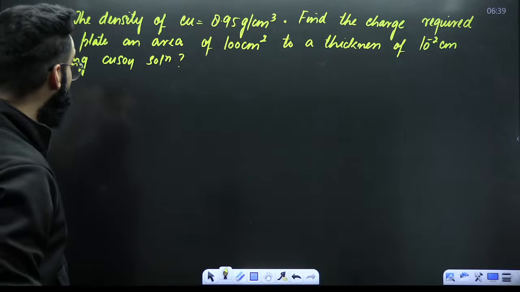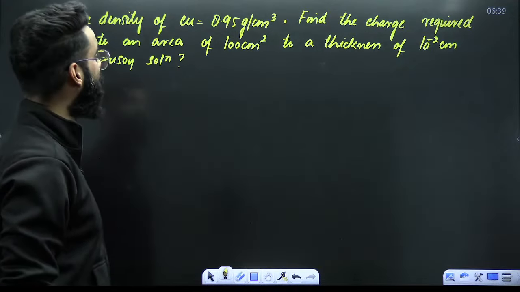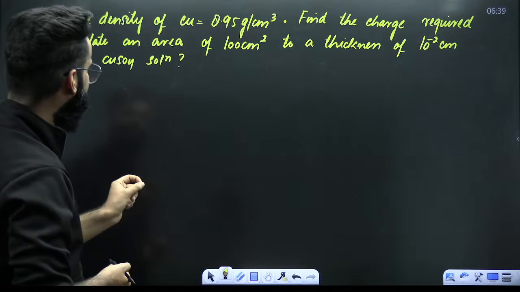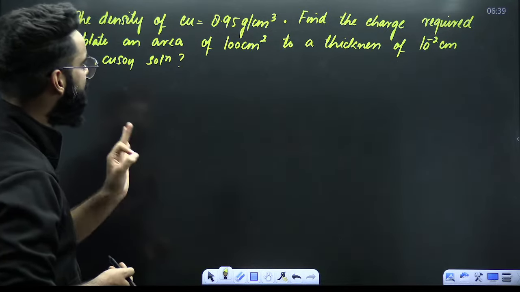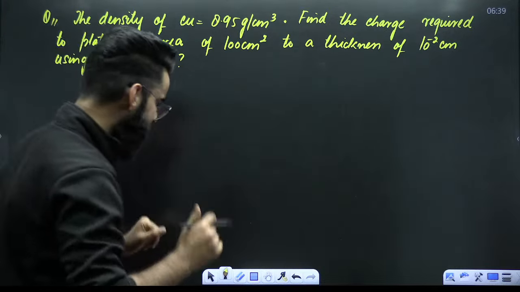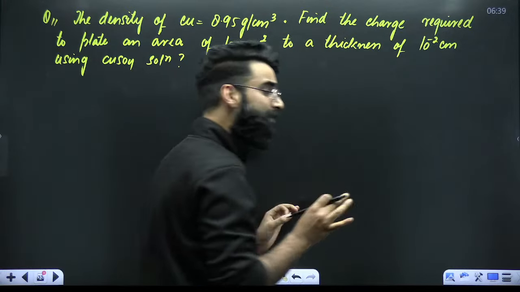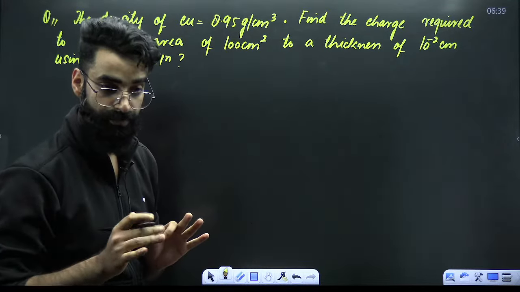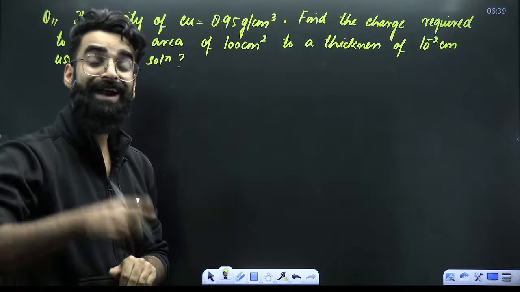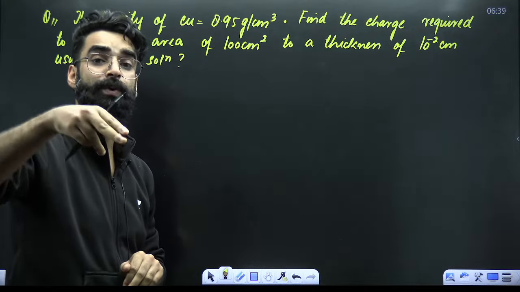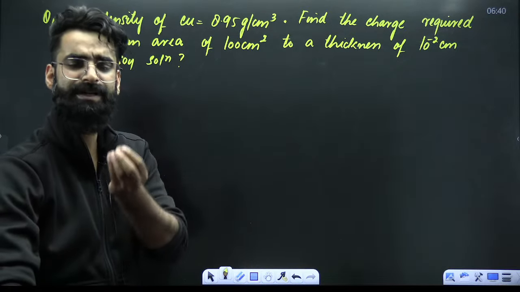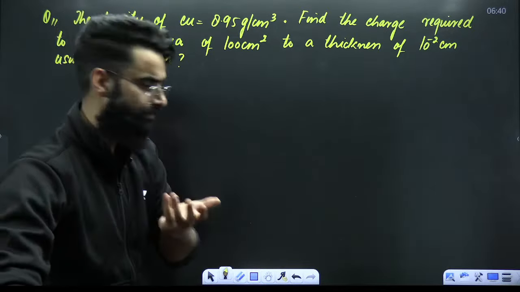The question is, the density of copper is 8.95 grams per centimeter cube. Find the charge required to plate an area of 100 centimeters square to a thickness of 10 raised power minus 2 centimeters using copper sulfate solution. My dear students, when we do the electrolysis of aqueous CuSO4, what happens at cathode? At cathode, Cu2+ gains 2 electrons, gets converted into copper solid. And that copper solid is deposited on the cathode, right?